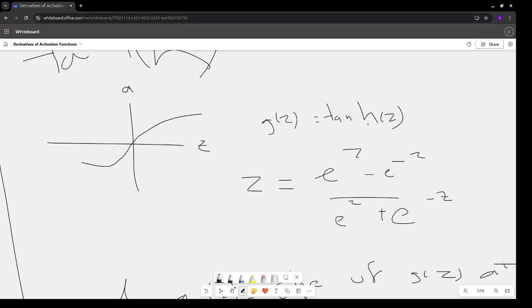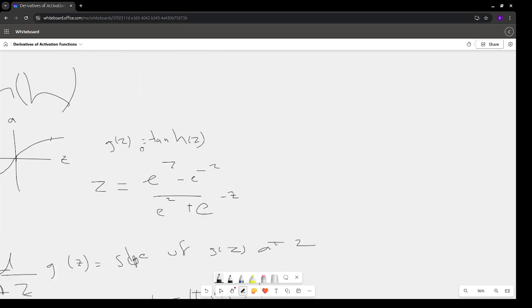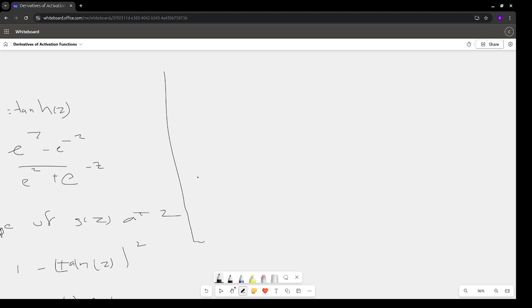If z is really large, like 10, then the slope will be close to 0. If z is really small, like negative 10, then the slope will be close to 0. But if z is at 0, then the slope is going to be 1. So that's about tanh. Now let's talk about ReLU.